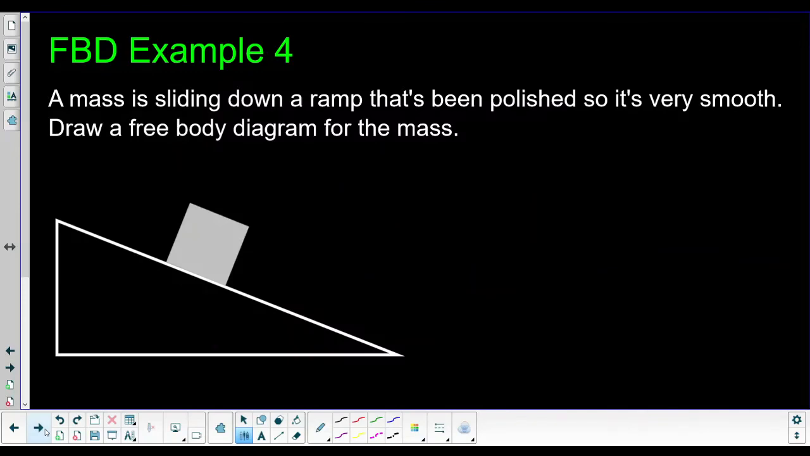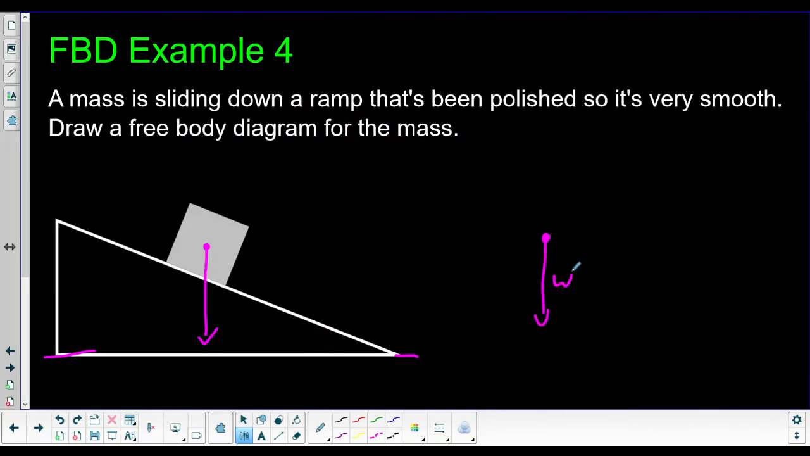Last example. A mass is sliding down a ramp that's been polished so it's very smooth. Draw a free body diagram for the mass. So let's look at this. We have this mass. We're going to condense it down to a point. Okay. Weight is always towards the center of the earth. If this ramp is flat on the ground, the center of the earth is that direction from the mass. So we're going to draw our weight straight down.